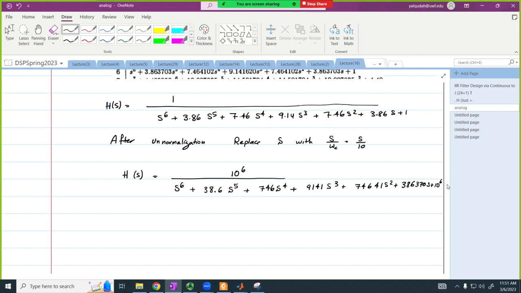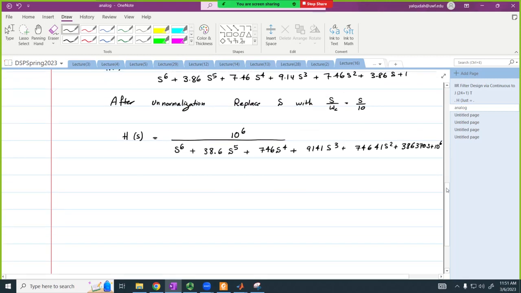Okay. So we can test our filter. We can calculate H at 25, which is going to equal 0.004096, which is equal to negative 47.75 dB, which is greater than the required attenuation of 40 dB, and therefore our filter is done.